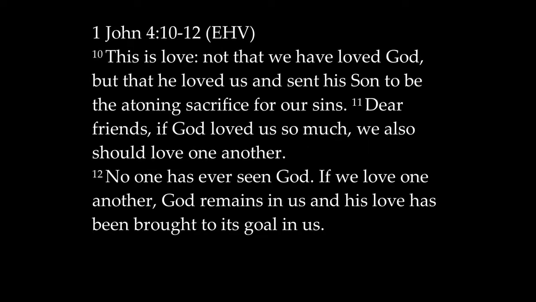This is love. Not that we loved God, but that he loved us and sent his Son to be the atoning sacrifice for our sins. Dear friends, if God loved us so much, we also should love one another. No one has ever seen God, but if we love one another, God remains in us, and his love has been brought to its goal in us."